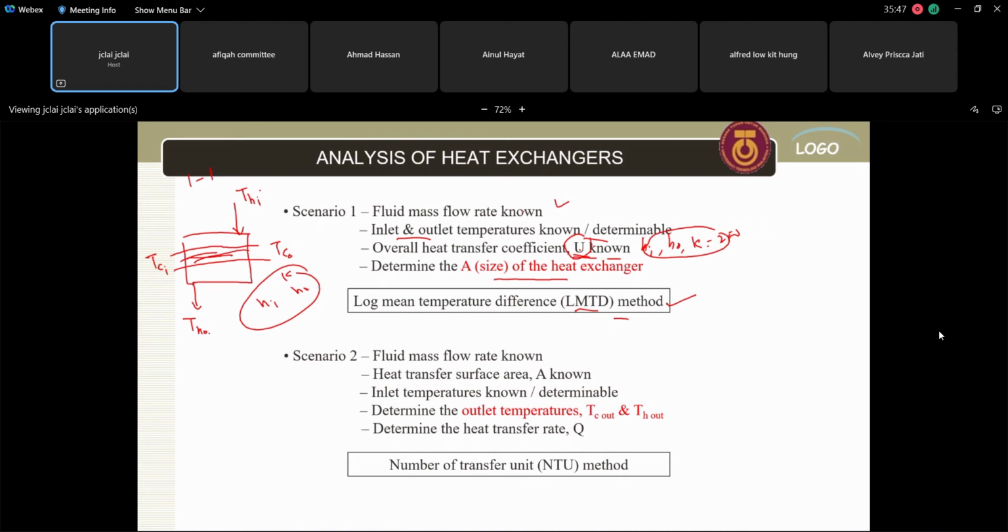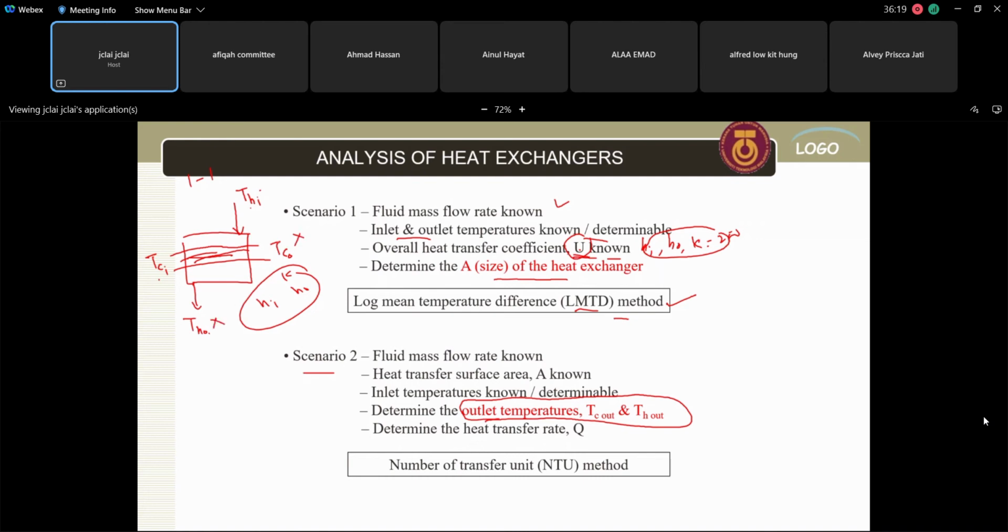But in another scenario, let's say you only know the inlet temperature, you don't know the outlet temperature, right? Let's say the outlet temperatures are not given. You need to determine them. TC out, TH out are not given. You only know TH in, TC in. You don't know TC out, TH out, then you will be in trouble.